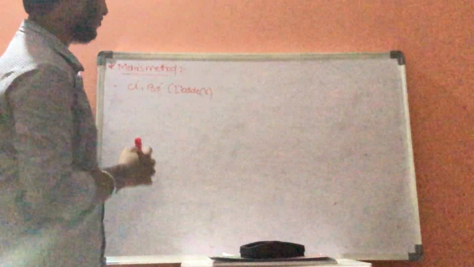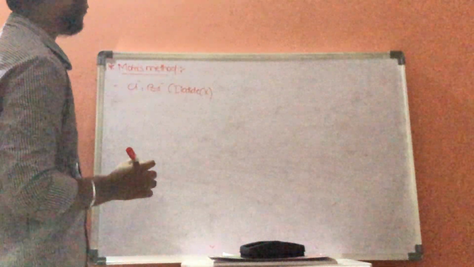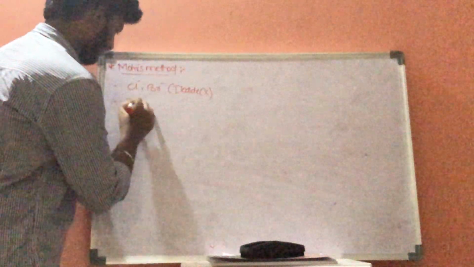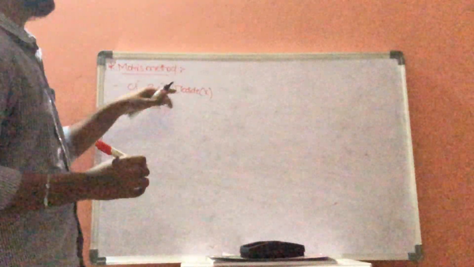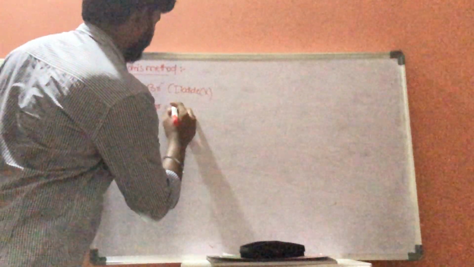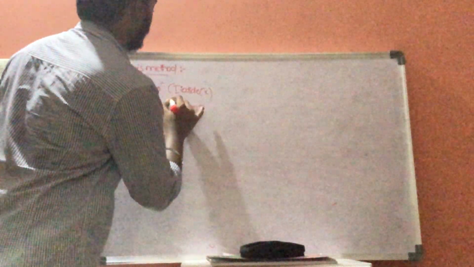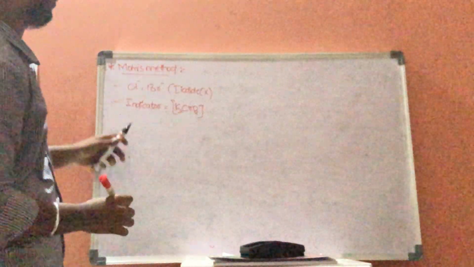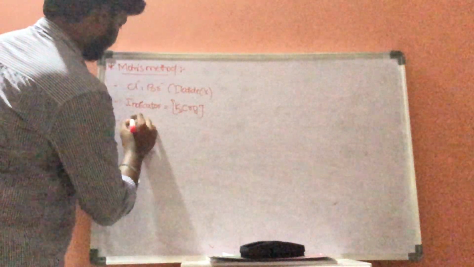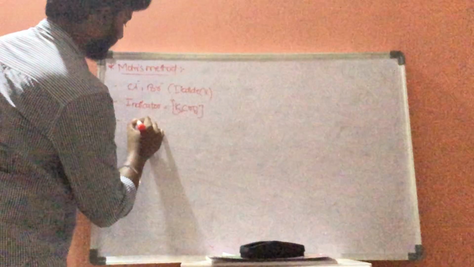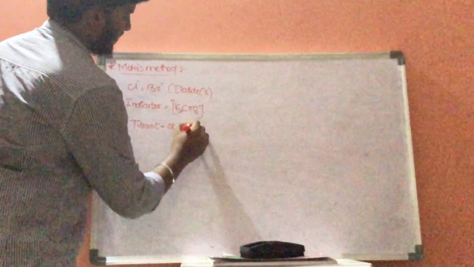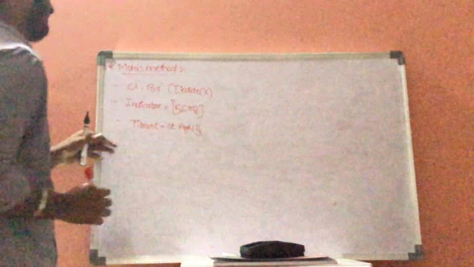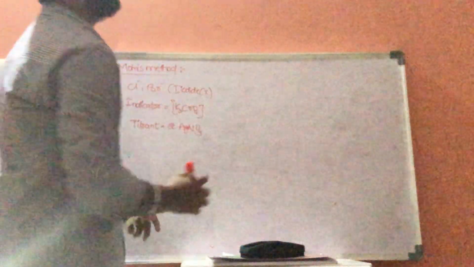Now, in the Mohr method, the indicator is K2CrO4 and the titrant is standard silver nitrate. Now let us draw a diagram.